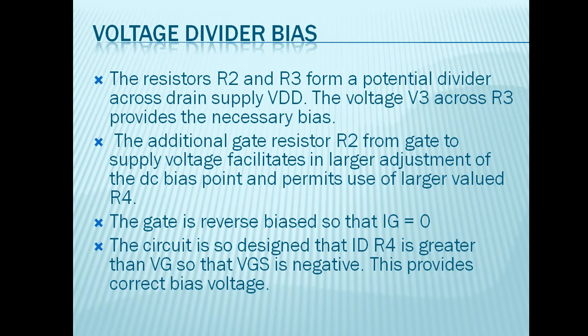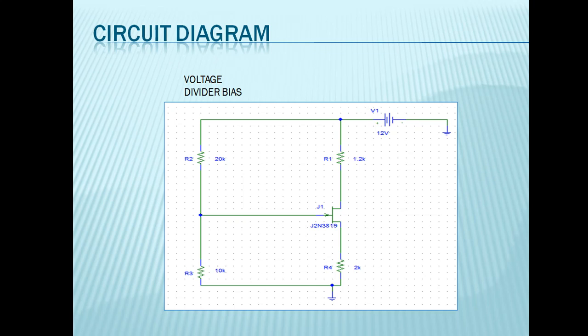The resistors R2 and R3 form a potential divider across drain supply. The voltage V3 across R3 provides the necessary bias. The additional gate resistor R2 from gate to supply voltage facilitates larger adjustment of the DC bias point and permits use of larger valued R4. The gate is reverse biased so that Ig is 0. The circuit is so designed that IDR4 is greater than Vg so that VGS is negative. This provides correct bias voltage. This is a circuit diagram of FET with voltage divider bias.